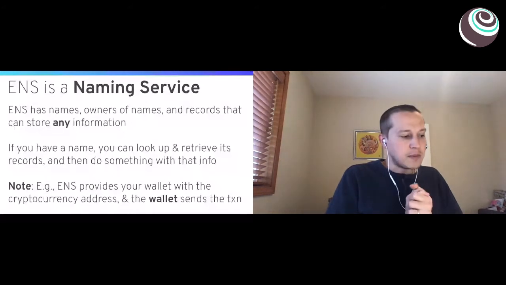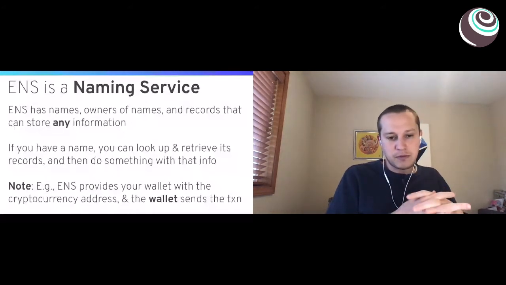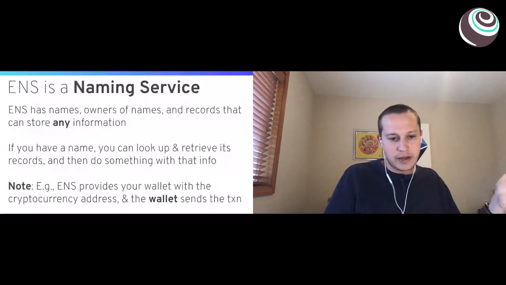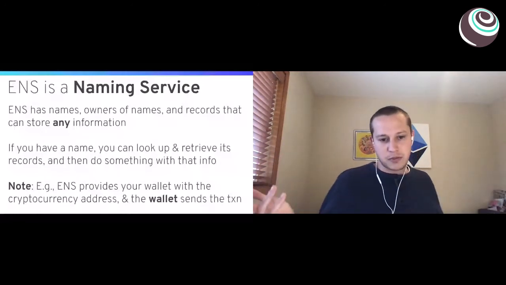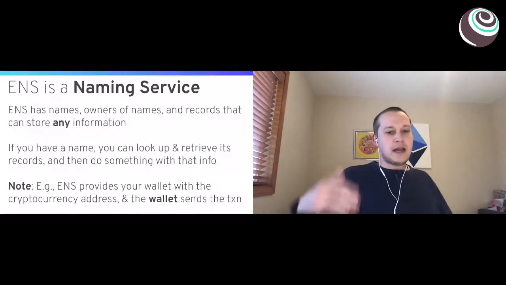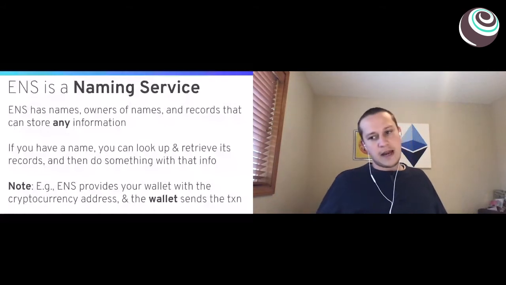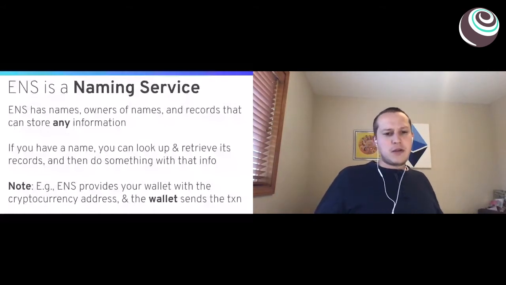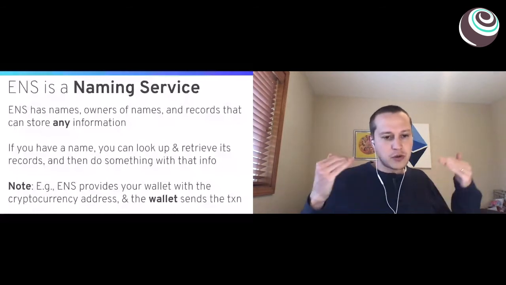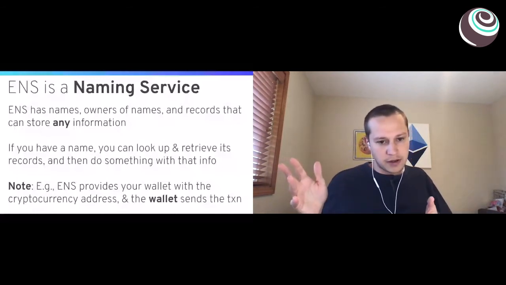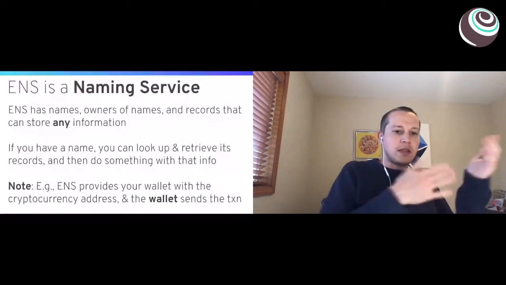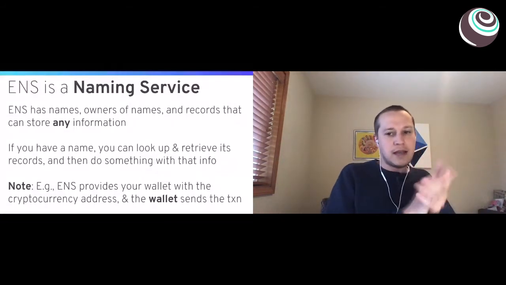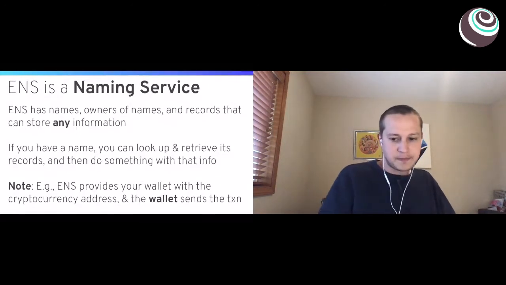Some people get confused by the fact that we support Bitcoin and dozens of other cryptocurrency addresses, like Litecoin, Dogecoin, Dash, all these things. They're like, well, how does that work? Because ENS is on Ethereum. Well, we're just storing the information. So we can store a Bitcoin address on Ethereum in a contract, give that information to your wallet, then your wallet sends the Bitcoin transaction on the Bitcoin network.